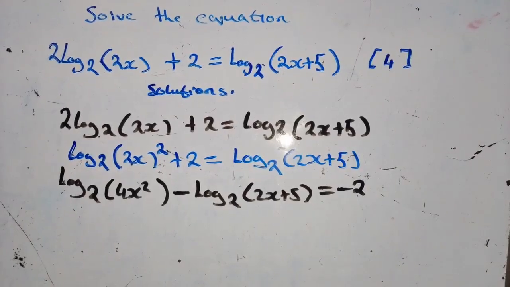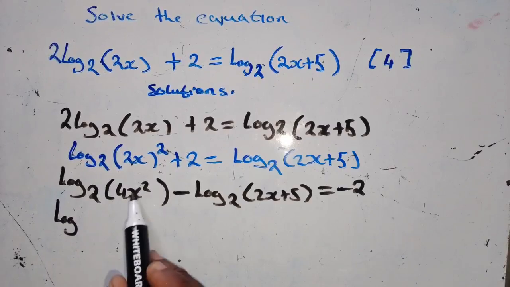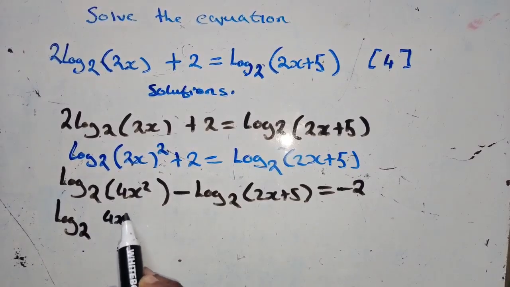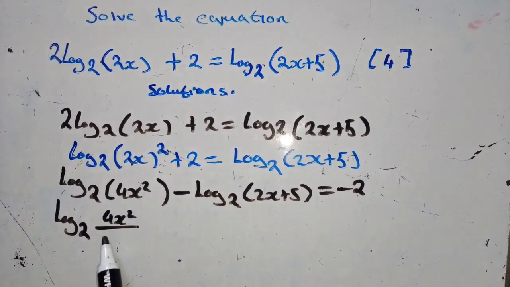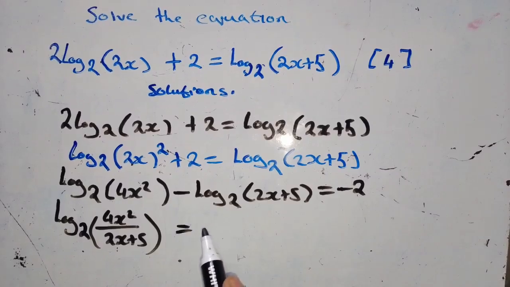Under logarithms, when you're dealing with logs of the same base, you just divide these two, because we're dealing with the same bases. So we are going to have log₂ with 4x² on top, over 2x + 5, is equal to negative 2. We have just expressed it in this form so that it becomes easy for us to solve.